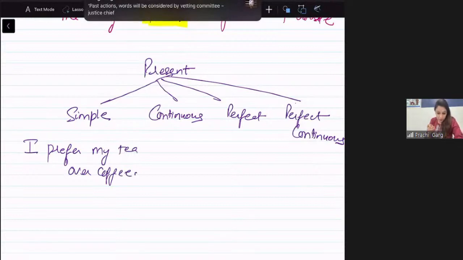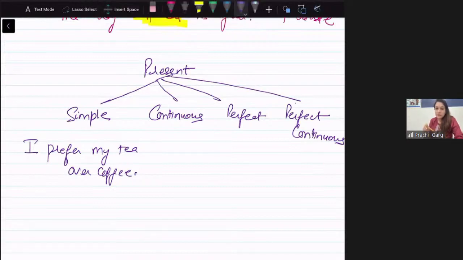Now, one more thing. Maybe I have not told you earlier, but with I, we use the base form of the verb. This is an exception. When we use I, we use the base form of the verb, the plural form of the verb. I do not like. I prefer. Right, so this is one thing that you should know. I think I missed this while I was teaching you subject verb agreement.